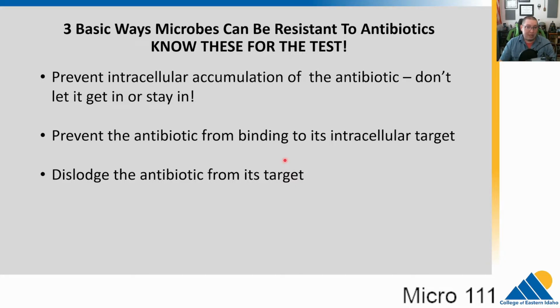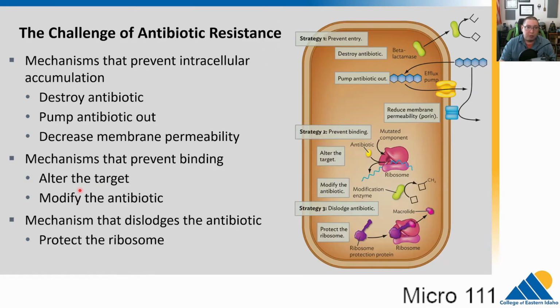You can prevent the intracellular accumulation of the antibiotic. Essentially, don't let it get in or keep it from staying in. You can prevent the antibiotic from binding to its intracellular target. Or, finally, if it does bind, you dislodge the antibiotic from its target. These are the three ways that bacteria can evolve resistance to antibiotics. So what does this mean?